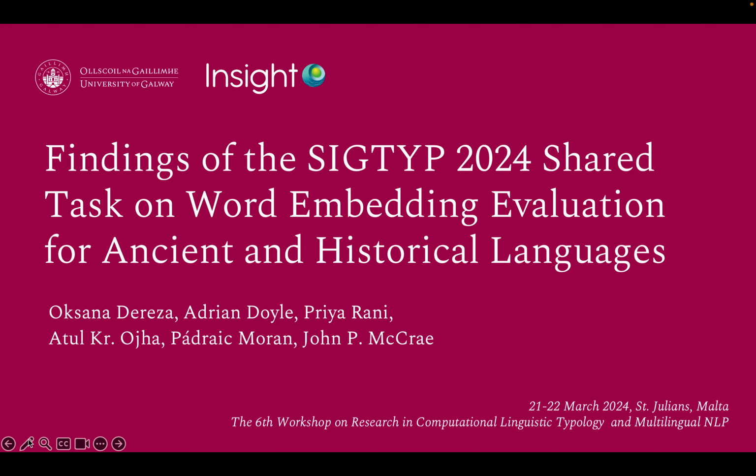In this talk, I'm going to summarize the findings of the SIGTYP 2024 shared task on word embedding evaluation for ancient and historical languages, organized by myself and my colleagues Adrian, Priya, Atul, Pádraic and John. In recent years, sets of downstream tasks called benchmarks have become a very popular, if not default, method to evaluate general-purpose word and sentence embeddings. Despite the general trend towards multilinguality and ever-growing attention to under-resourced languages, ancient and historical languages remain undisturbed by such benchmarks, and the goal of this shared task was to bridge this gap.